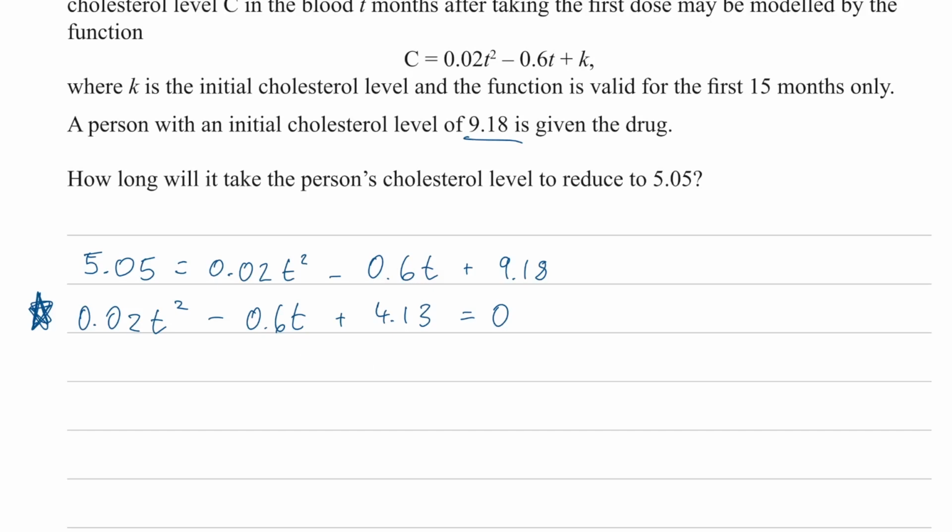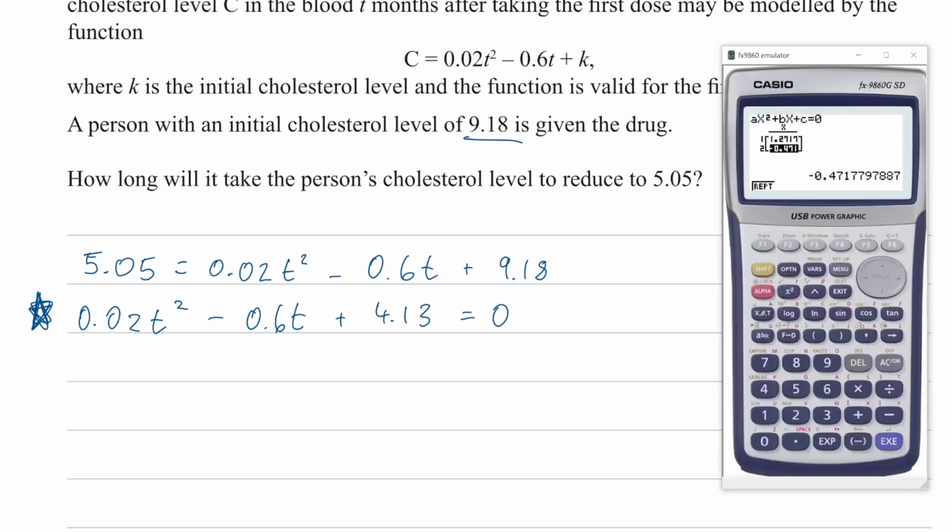So these numbers do look a bit nasty, decimals. So factorizing is kind of out of the question. You could complete the square, but more simply, we could just use our calculator.